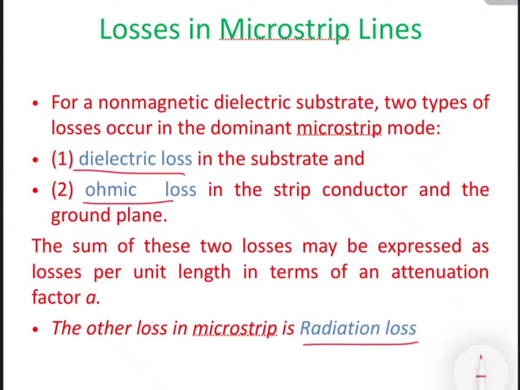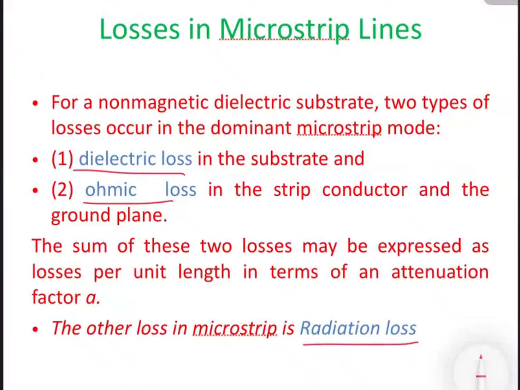As we all know, a microstrip line consists of the ground plane upon which there is a dielectric substrate, and on the dielectric substrate there is a strip conductor. Here one more thing is that the dielectric substrate which we make use of is a non-magnetic dielectric substrate. Always you choose the dielectric substrate such that it is non-magnetic. There are three types of losses which occur predominantly in microstrip lines. They are dielectric loss, ohmic loss and radiation loss.